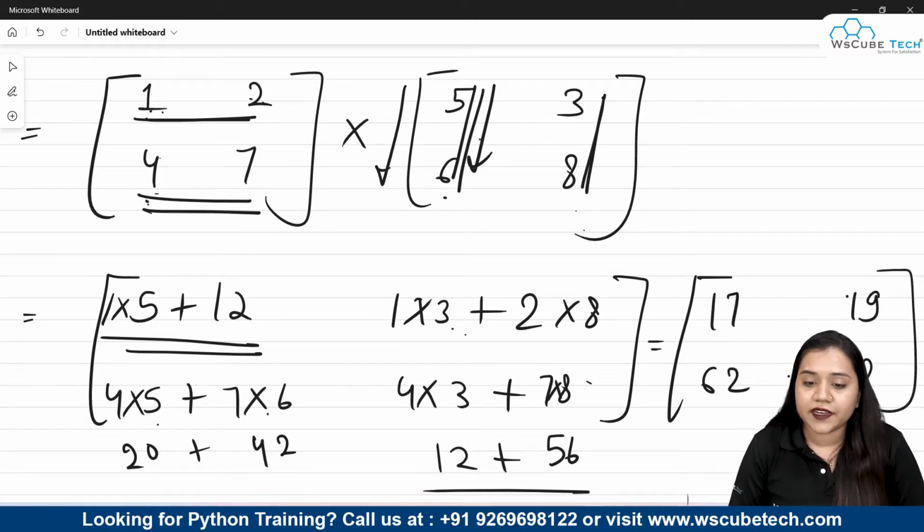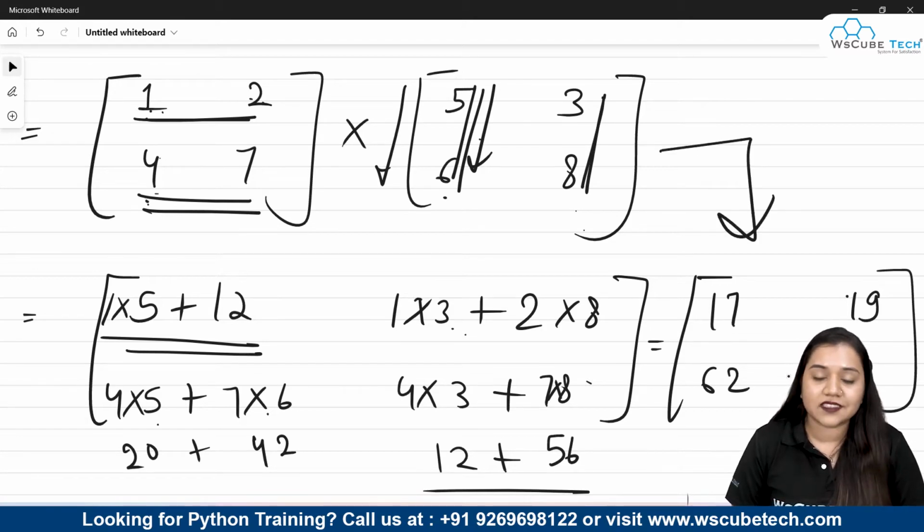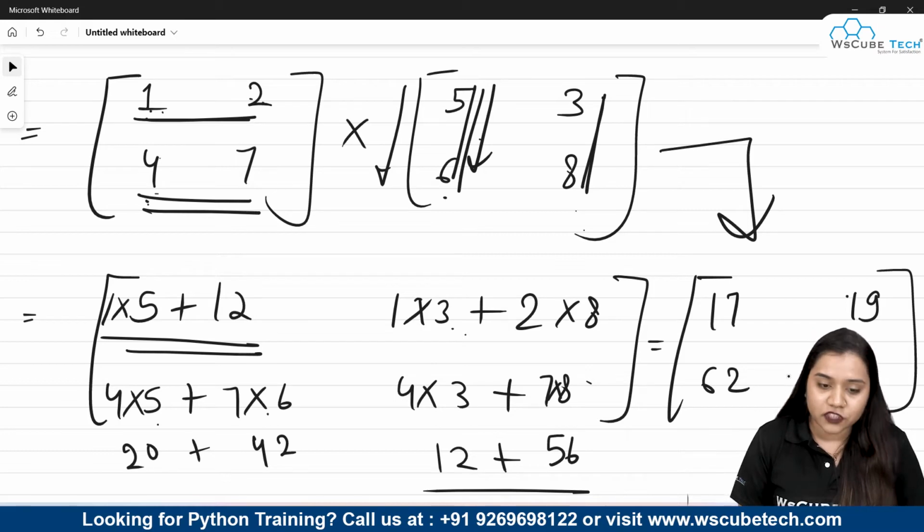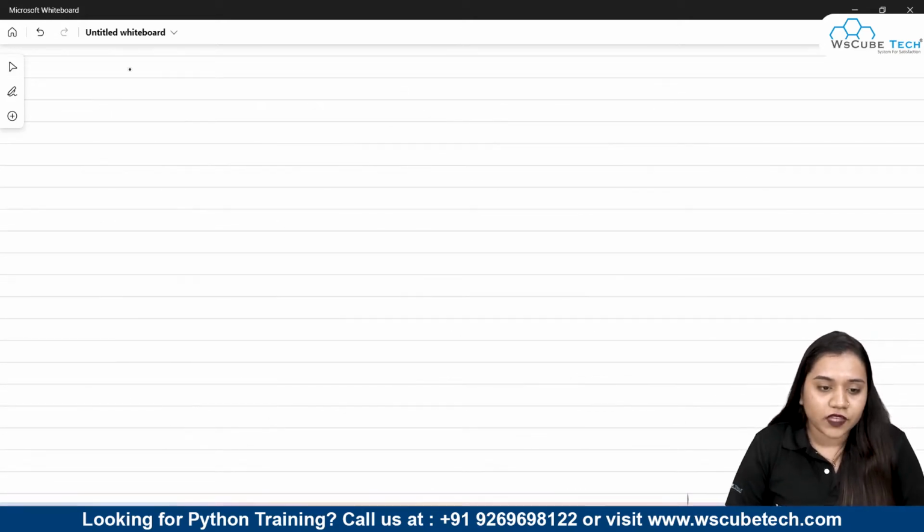So this is how we get the dot product of two matrices. This is how the actual matrix multiplication happens. Now what do we need to do? We need to use this same method inside our Python. First of all, let's say again we have two matrices.